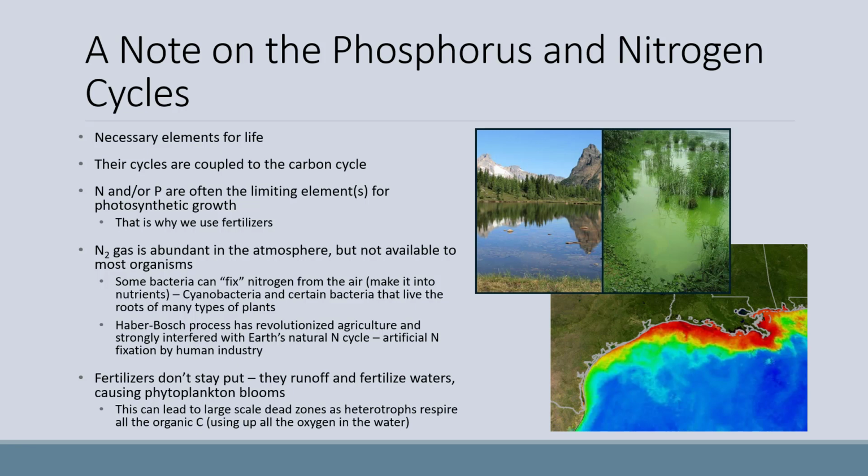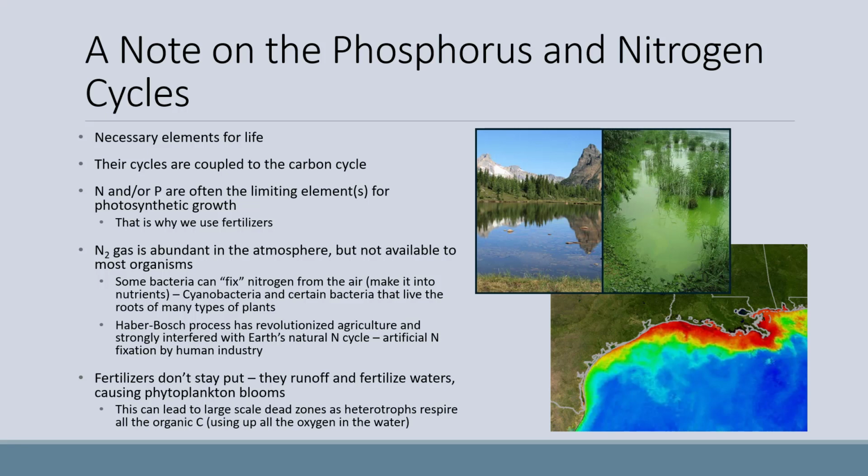Now, the Haber-Bosch process, which is the artificial nitrogen fixation process, which turns dinitrogen gas into ammonia, changed all that and revolutionized agriculture. It also strongly interfered with Earth's natural nitrogen cycle. That is because fertilizers don't stay put. They run off and fertilize waters, causing phytoplankton blooms.